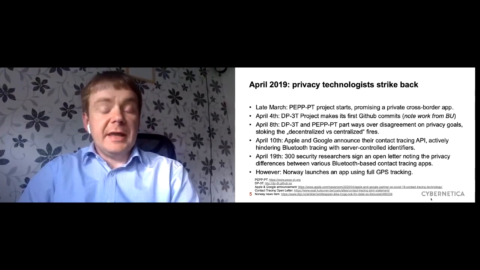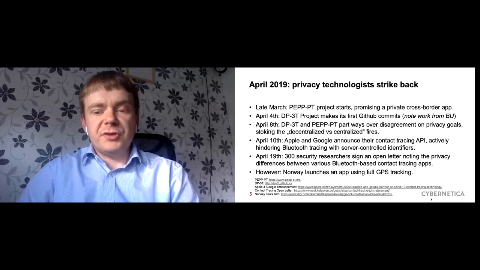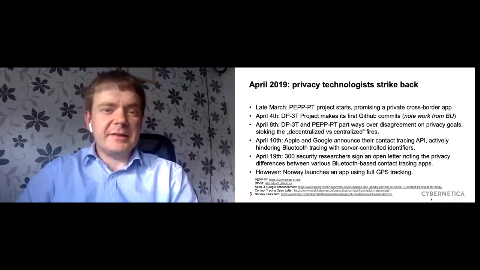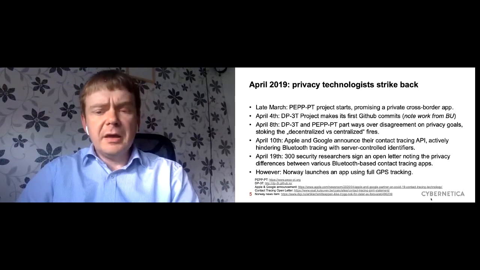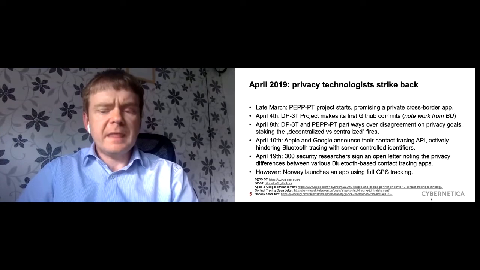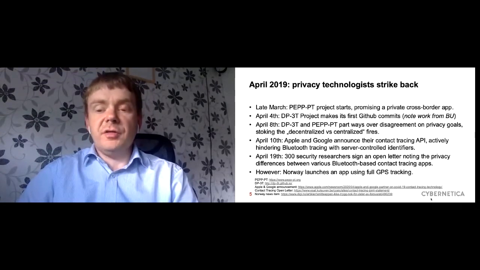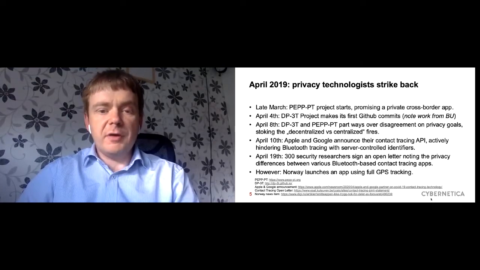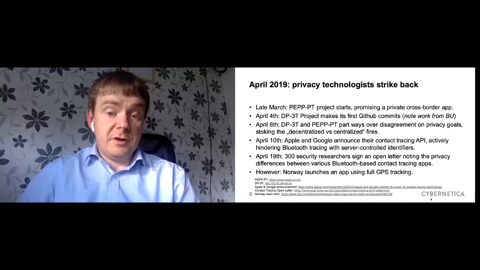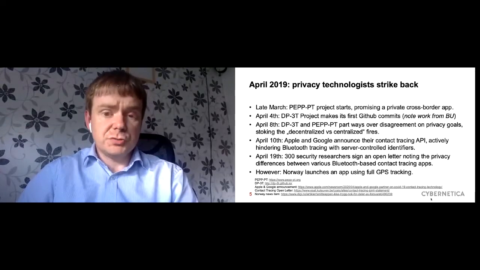Apple and Google in April also announced their contact tracing API. That was built, at least to some degree, together with the DP3T people, inspired from their work. And their design choices actively hindered Bluetooth-based contact tracing with server-controlled identifiers, the decentralized approach.